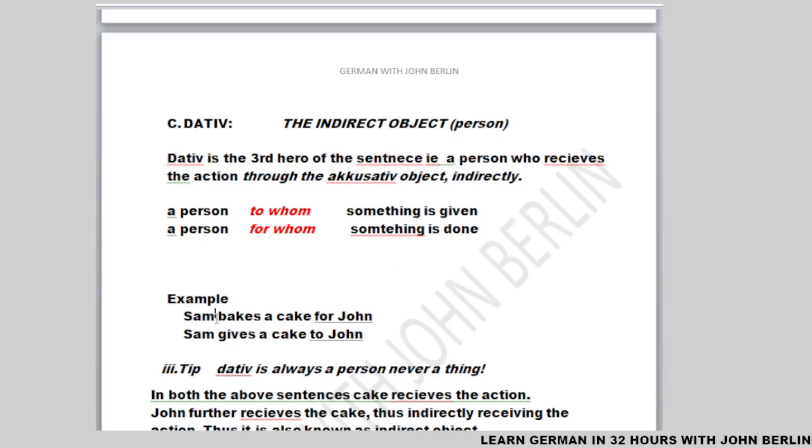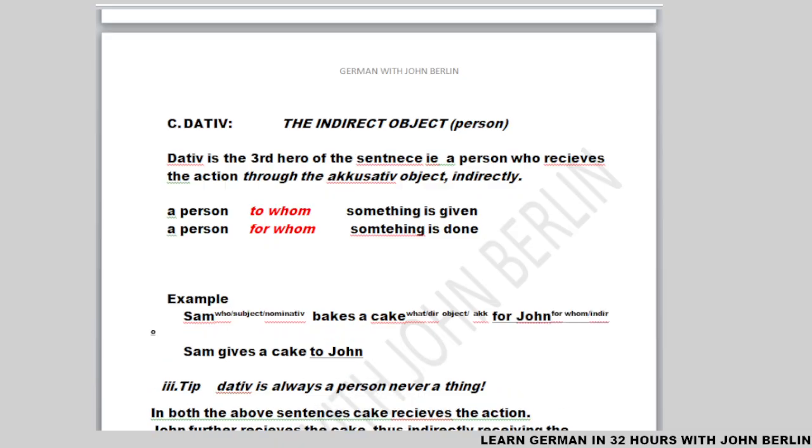We had learned Sam bakes a cake. Sam is like who bakes a cake, and who we had learned is the subject. And in German, we call it the nominative case. Perfect. Then we had learned what does Sam bake? Like a cake. So cake is receiving the action. What? It's the direct object. And in German, we call it the accusative case. Perfect. Let's write accusative. And finally, for whom does Sam bake a cake? It's for whom. It's the indirect object. And in German, we call it dative.